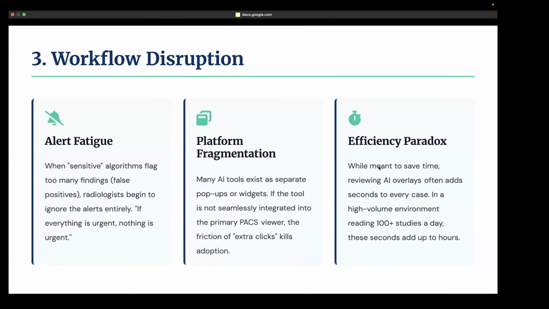And then the efficiency paradox is essentially saying that if AI helps lower the amount of time it takes to read images, we will end up reading more studies a day because of the efficiency paradox.